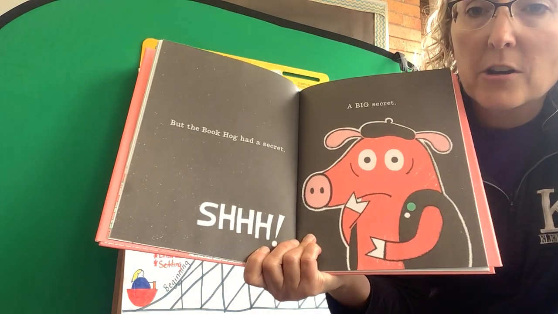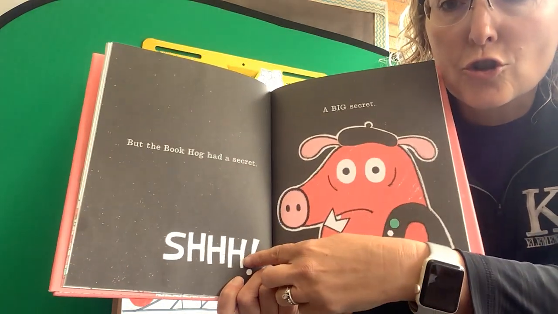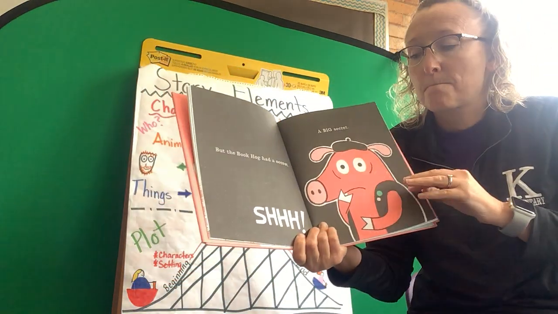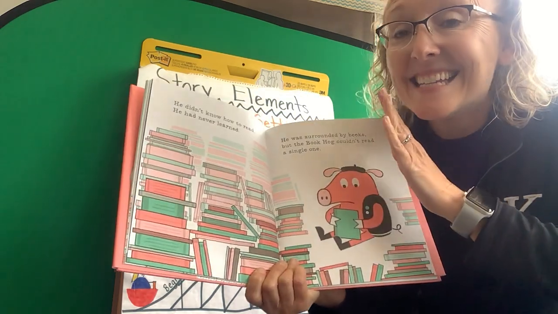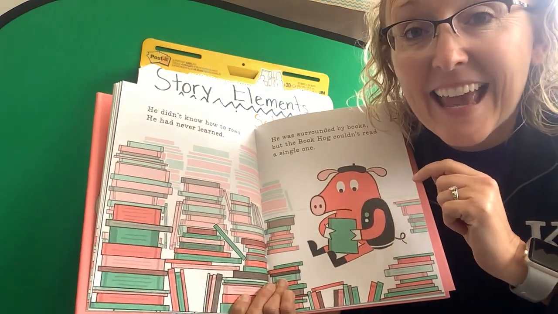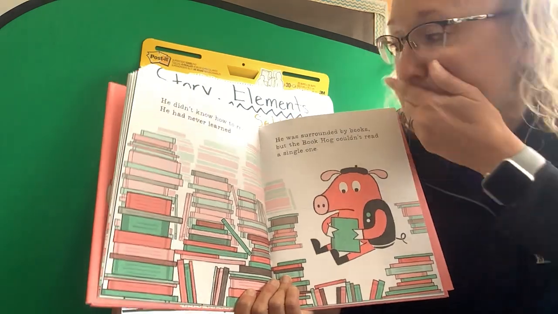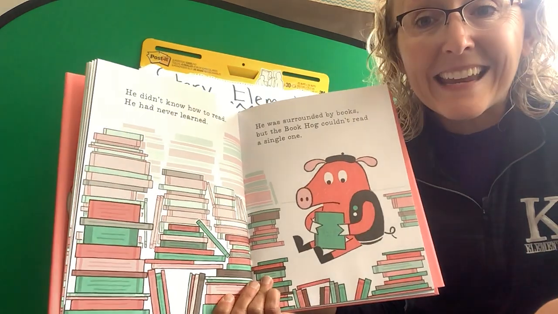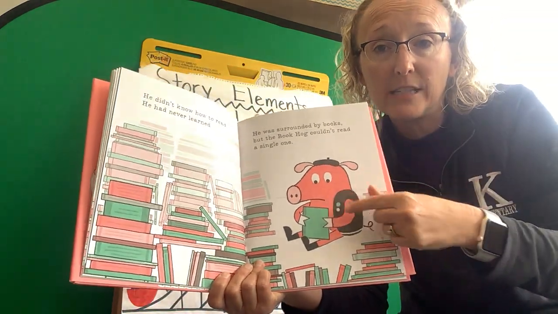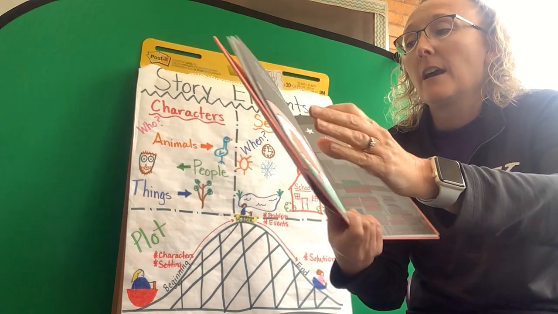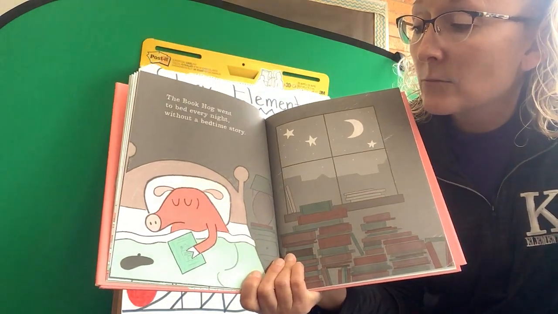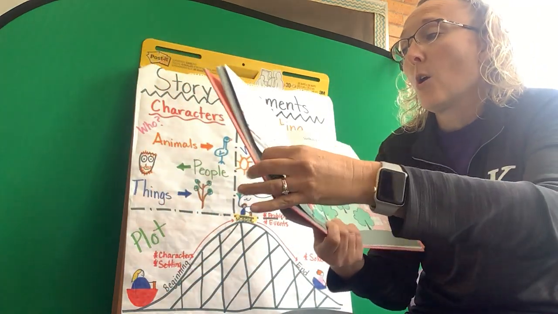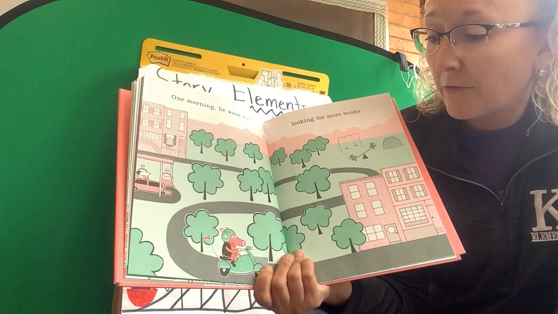But the book hog had a secret. Shh. A big secret. He didn't know how to read, and he never learned. He was surrounded by books, but the book hog couldn't read a single one. Oh, he's sad about it. Look at him. The book hog went to bed every night without a bedtime story. Oh, poor book hog.